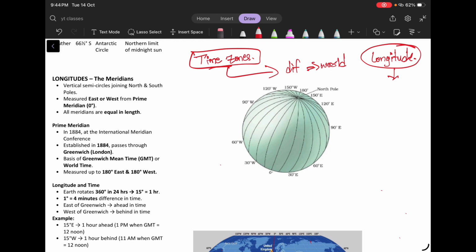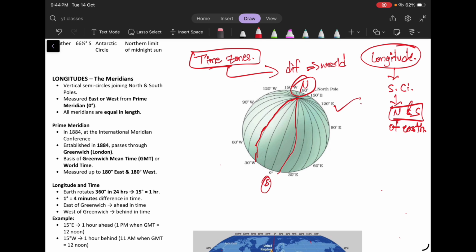Longitudes are the semicircles that connect the north and south pole of the earth. As we can see in this image also, these semicircles are the longitudes which connect the north pole and south pole of the earth. What scientists have done is they have taken the one longitude which is passing through the Greenwich area in London as the prime meridian, or the 0 degrees meridian.